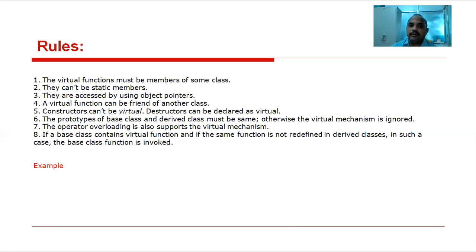The prototypes of the base class and derived class must be the same. For example, if the virtual function prototype in the base class returns an integer, we should maintain the same prototype in the derived class also. The function names are the same, and the return type, whether integer, character, float, double, or class, must also be the same in both.